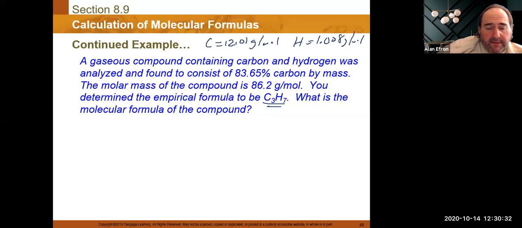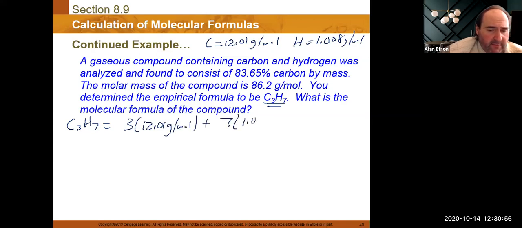Okay, so on this particular one, again, if we didn't do the first part earlier, you would have to go through all the steps to figure out the empirical formula like we did previously. But now that we do have the empirical formula given to us, the other thing that we do need to get is the molar mass of that empirical formula. So that is 3 carbons at 12.01 plus 7 hydrogens at 1.008. And that would get us something like 43.09, we'll call it.